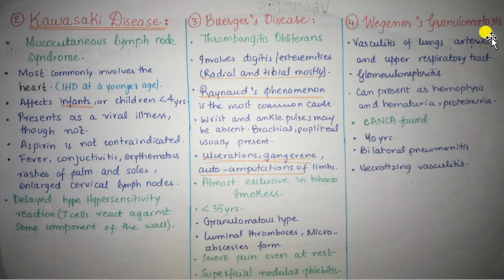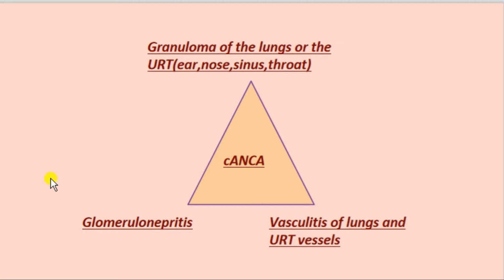Now next we have Wegener's granulomatosis. Wegener's granulomatosis is a necrotizing vasculitis, inflammation of the vessel involving necrosis, and there is a specific triad usually found. Here is the triad. There can be granuloma of the lungs or the upper respiratory tract. Secondly, there can be vasculitis, inflammation of the medium and small sized vessels of the lungs and the upper respiratory tract. And the third important point is that there is glomerulonephritis.